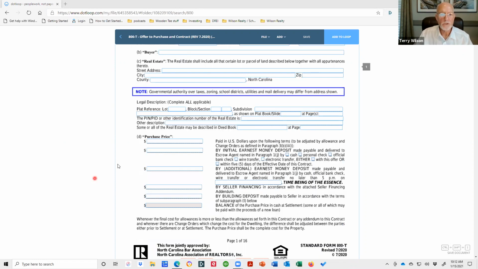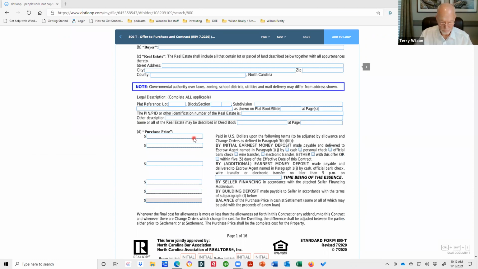So then we get into our purchase price. Paid in US dollars upon the following terms. And then you'll note it's in parentheses, to be adjusted by allowance and change orders as defined in paragraph 3B III. To be adjusted by the allowance, there is another form called 800A1T, which gives the buyer an allowance. It looks like this.